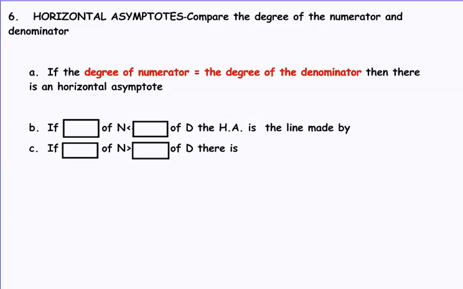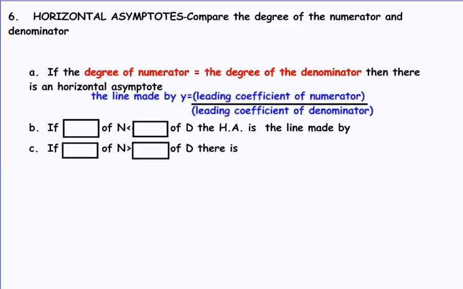All right, and we find that, okay, and it's a line. It's a line where y is equal to the leading coefficient of the numerator over the leading coefficient of the denominator. Hopefully that definition will become clearer when we do an example.